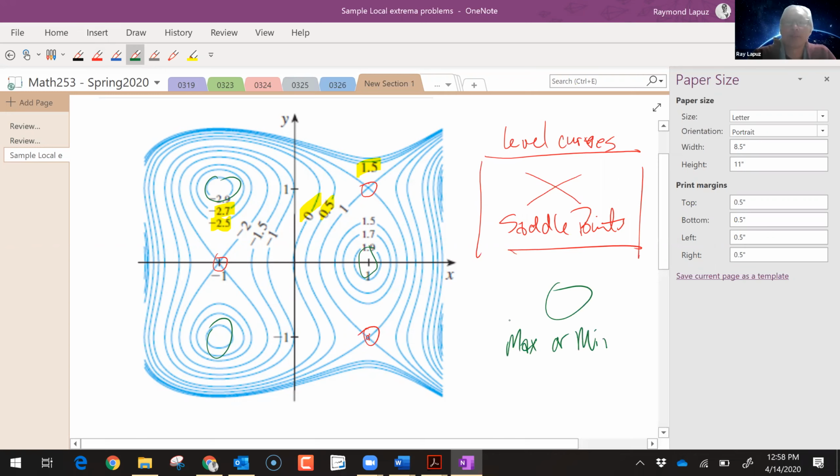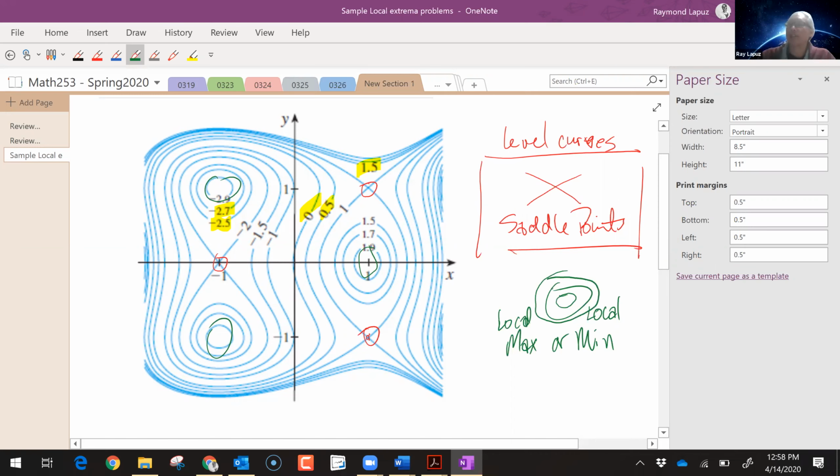We want to be precise. They're more like local max or mins. And what you have to do to decide whether it's a maximum or a minimum is to look at the level that they're at and the level around it. So these are kind of circles, but they're kind of concentric, right?